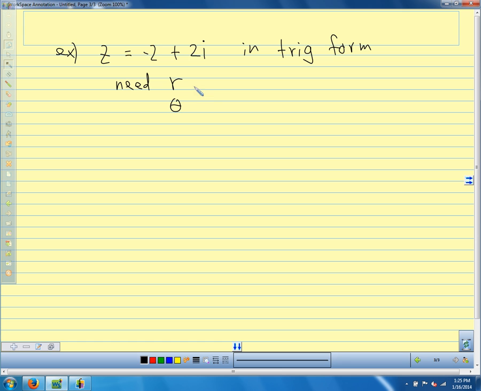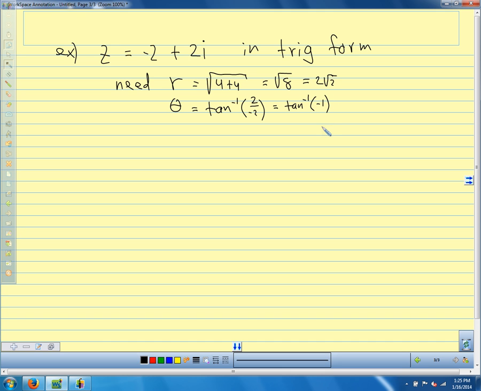So our modulus, how do we find our modulus? Get us started, square root of a squared plus b squared, so that's going to be 4 plus 4, square root of 8, and how can I rewrite square root of 8? 2 root 2. And theta is going to be the inverse tangent of 2 over negative 2, or the inverse tangent of negative 1.